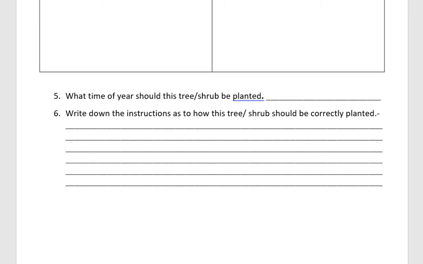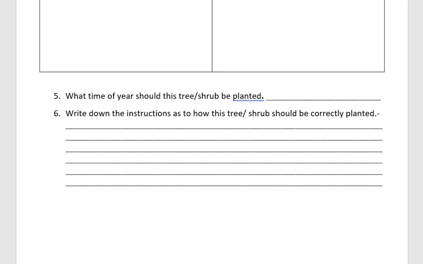And then the last bit you have to do is write down the instructions as to how to plant the tree. So in other words, some trees like to be planted in shade. Some flowers like to be planted in sunlight. Some like really dry ground. Some like really wet ground. So you're going to need the instructions as to how to plant these. Do they need to be planted in really warm weather? Do they need to be planted in compost or something like that?